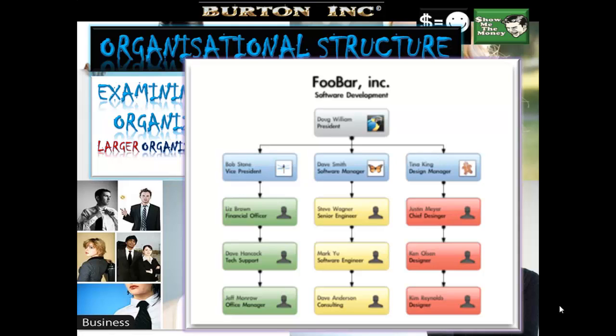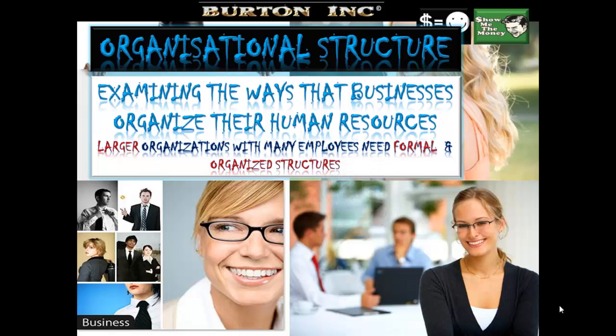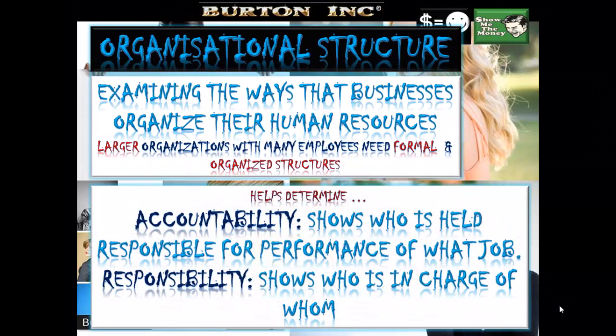Okay. So organisational structure, we're looking at who's accountable to whom, who has responsibility for which jobs. And these organisational structure charts are a key focus of this unit. Now, we've really touched on this. An organisational chart, organisational structure, formalised, helps to determine accountability, and we define that as illustrating who is held responsible for the performance of what job, and responsibility shows who is in charge of whom.